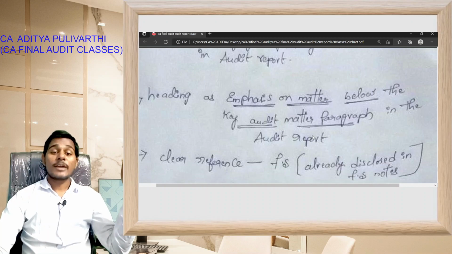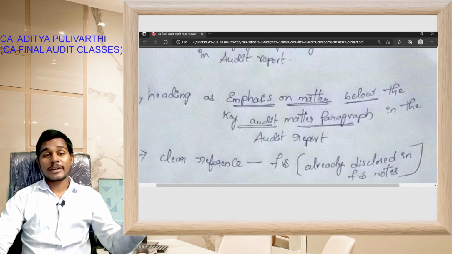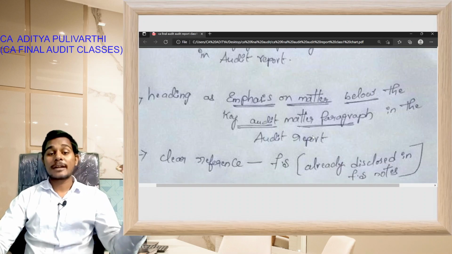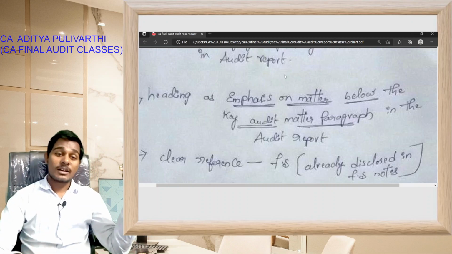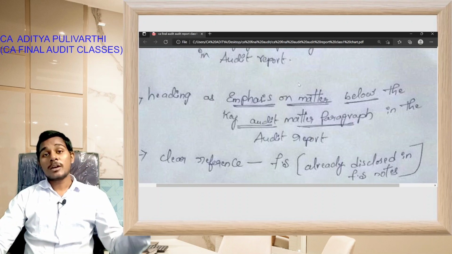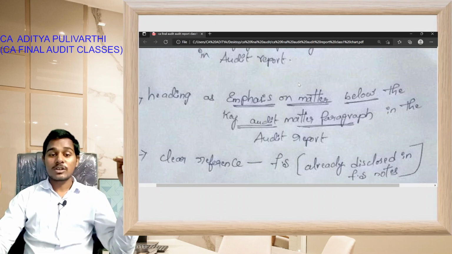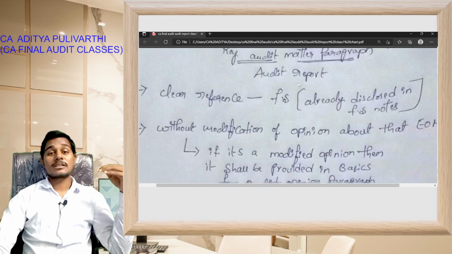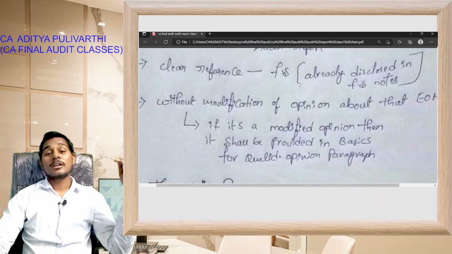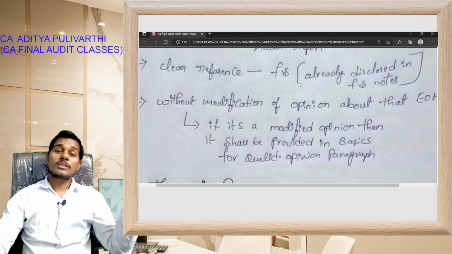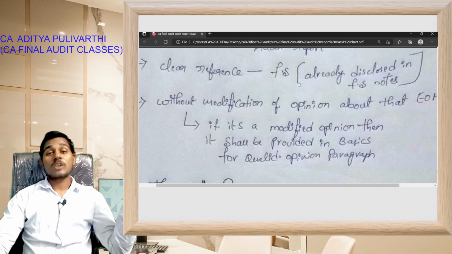The emphasis of matter paragraph will be provided below the key audit matter paragraph in the auditor's report. A clear reference will be given that the matter provided in the emphasis of matter paragraph has already been disclosed in the financial statement notes to accounts.